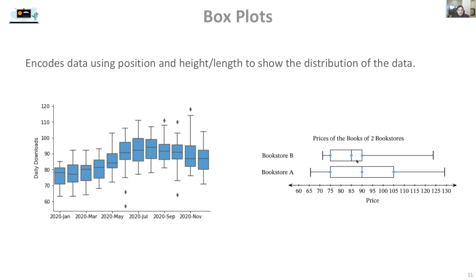Another observation is the lower quartile at both bookstores. These lower quartiles are almost the same and they are equal to $75. But bookstore A has books that are as cheap as $65. However, the cheapest book at bookstore B is around $72. And many other observations can be made using these box plots without displaying every single data point.